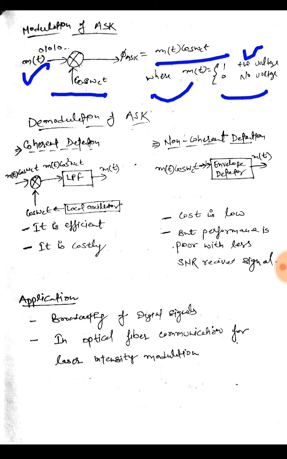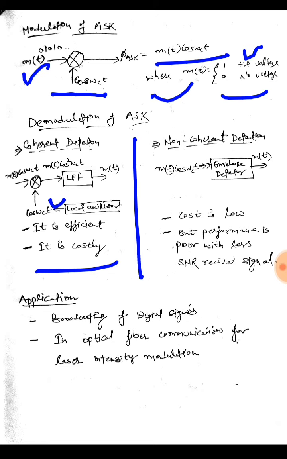Now demodulation. In this we can have two detection processes: coherent or synchronous detection, and non-coherent or non-synchronous detection. In coherent detection we would require a local oscillator which generates, at the receiver end, the same carrier frequency as we transmitted, so it is a bit costly. Whereas in non-coherent detection we would not require any local oscillator at the receiver end.